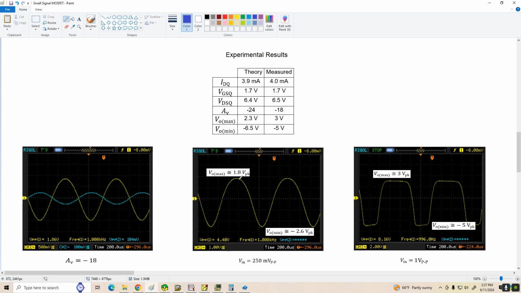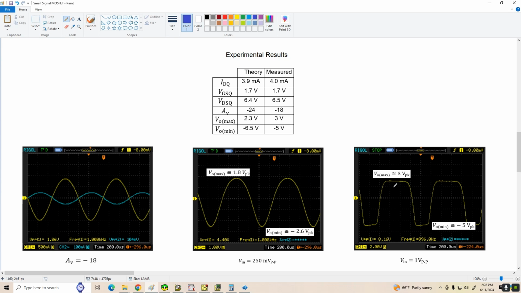This also happens with bipolar transistors and JFETs, and in a future video we're going to really do a deep dive into this kind of distortion and compare all these devices. But for right now, it's just something to be aware of. We do get asymmetrical gain for positive and negative going inputs.